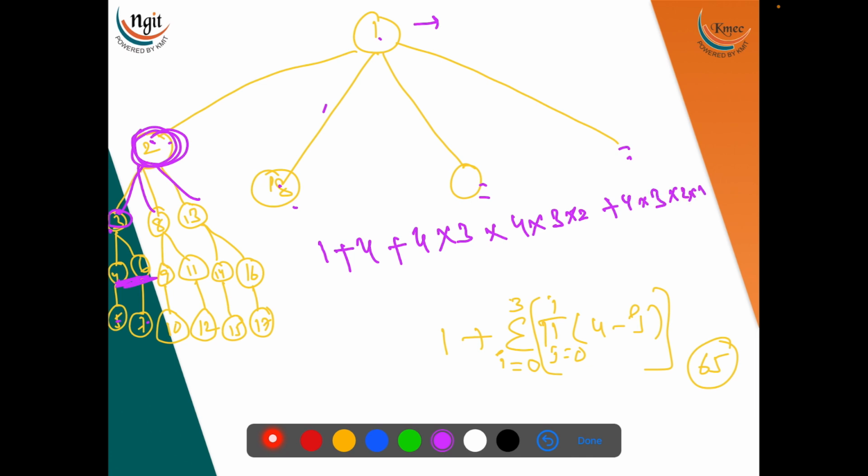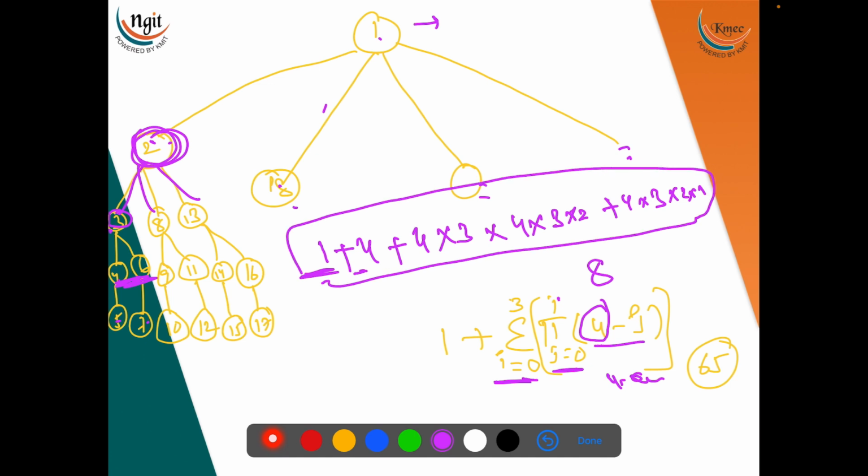So the formula to generate the maximum number of nodes is 1 plus the sum of i equal to 0 to 3 of the product of j equal to 0 to i of (4 minus j). This 4 indicates the 4 queen problem. If it is 8, then in place of 4 you can write 8. So this is the maximum number of nodes. This was about the backtracking algorithm, with recursive and iterative approaches. Thank you all.